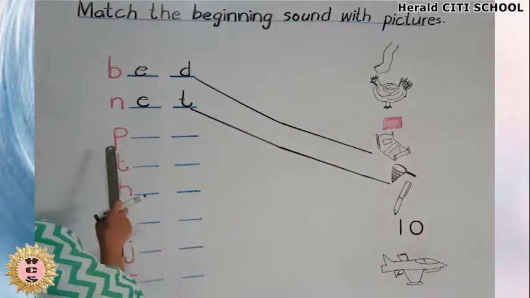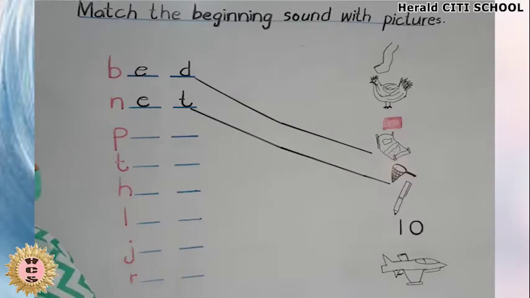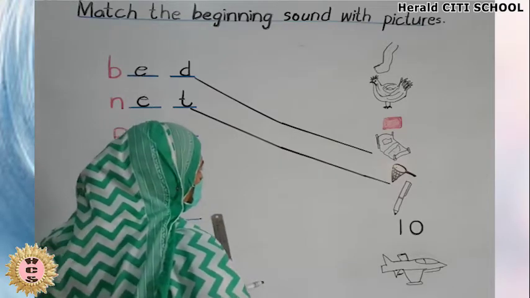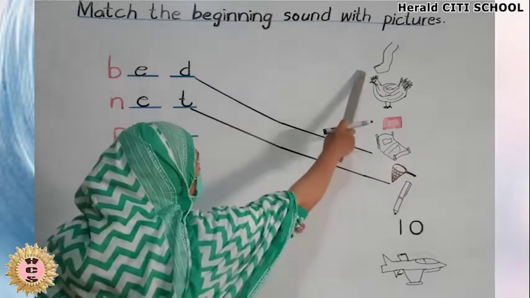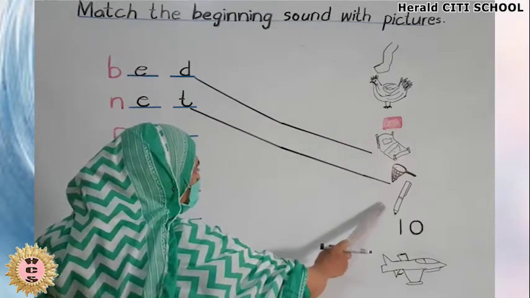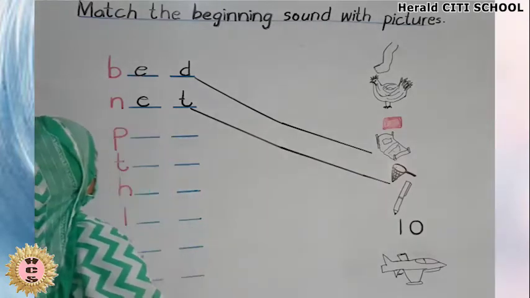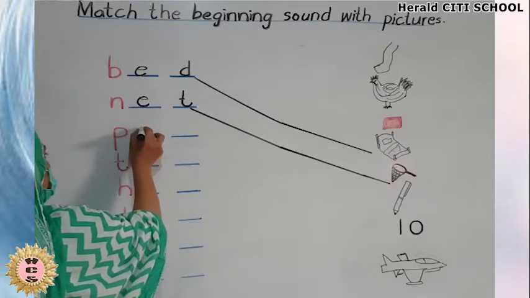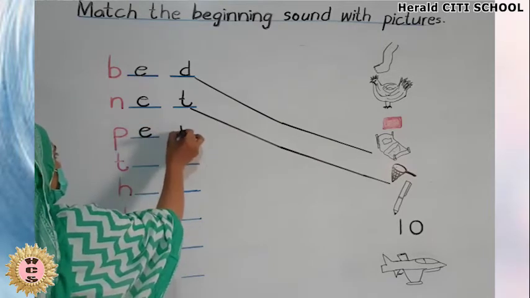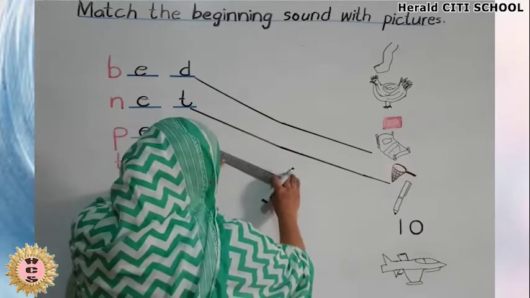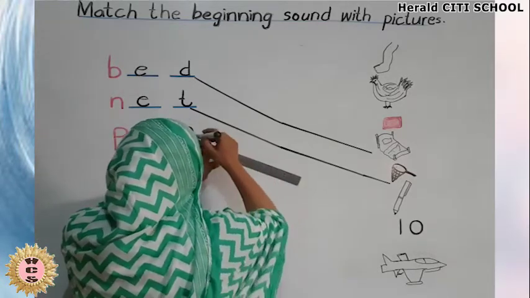Now children, tell me, which sound is this? This is P. And which picture starts from the sound of P? Leg, hen, red, pen. Yes. And the spelling of pen is P E N, pen. Now children, we will match the spelling of pen with the picture of pen.